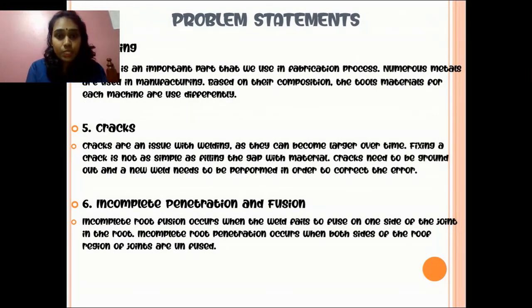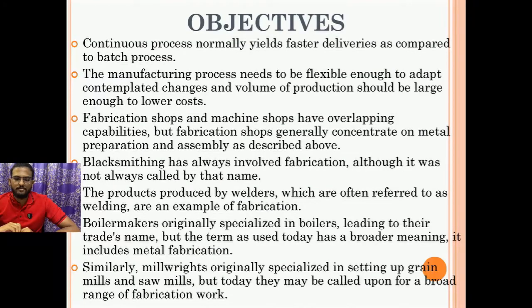The next one is tooling. It is an important part that we use in the fabrication process, followed by cracks. Cracks are an issue with welding as they become larger over time. And the last one is incomplete penetration and fusion. Incomplete root fusion occurs when the weld fails to fuse on one side of the joint in the root. Okay, now I would like to talk about the objective of the project.